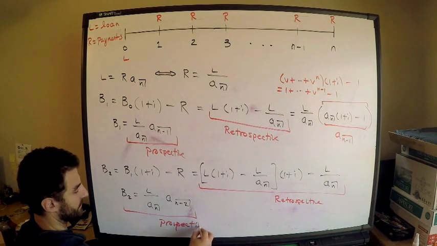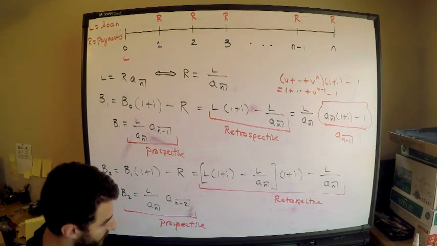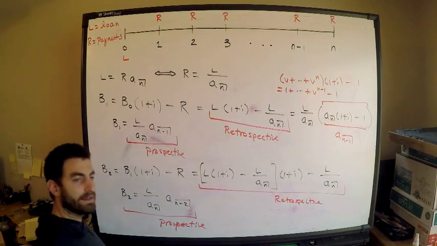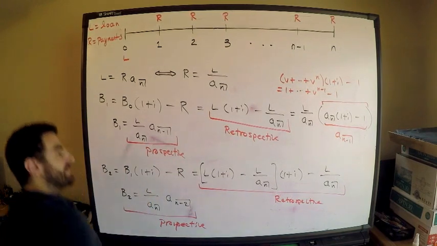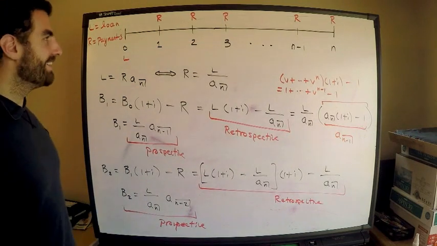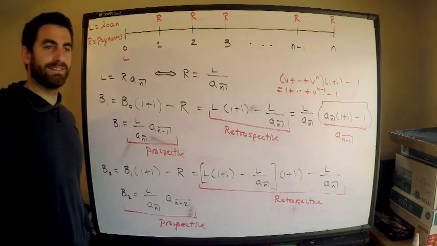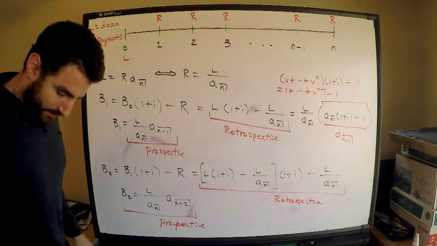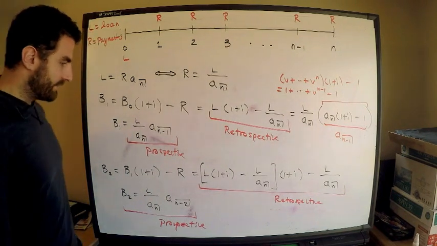Prospective. All right. Go ahead and give me grief about my spelling if you want. I don't know if it's right. I think it's right. I don't really care, honestly. So, moving on.